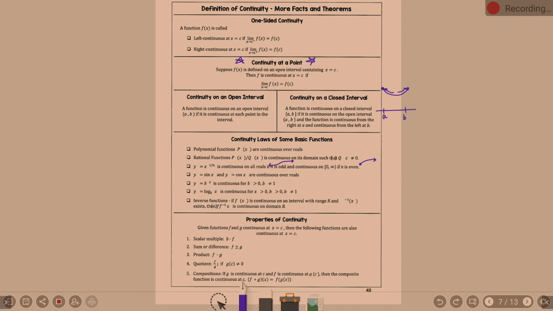Oscillating up and down, they're always continuous. B to the x is continuous as long as b is greater than 0 and b does not equal 1. That's your exponential, which we talked about last week. Log is continuous for x greater than 0, because your log function runs along the vertical asymptote. And then inverse functions: if f of x is continuous on an interval with range r, and the inverse exists.